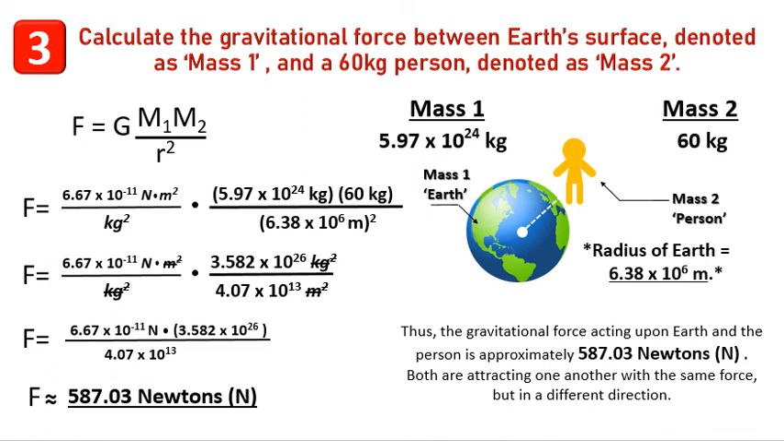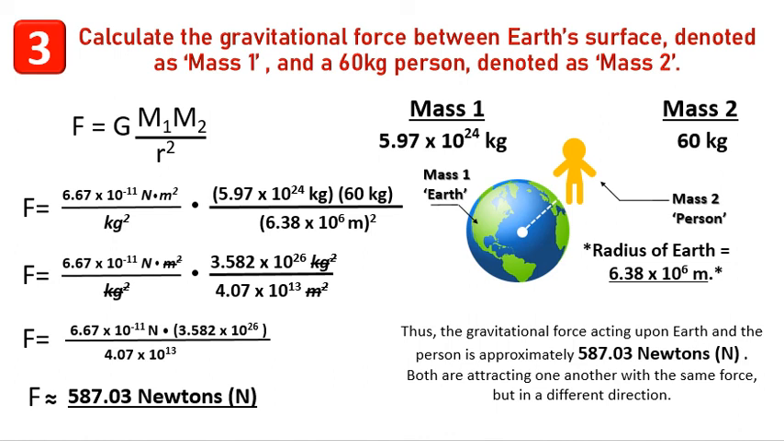Now that we have all the information we need, we can simply plug them into the gravitational force formula, which states once again the gravitational force is equal to the universal gravitational constant times mass 1 times mass 2 divided by distance squared. First, let's write out the ratio for the universal gravitational constant, 6.67 times 10 to the minus 11 newtons times meter squared divided by kilogram squared. Now let's plug in 5.97 times 10 to the 24 kilograms as mass 1, 60 kilograms as mass 2, and 6.38 times 10 to the 6 meters as r.